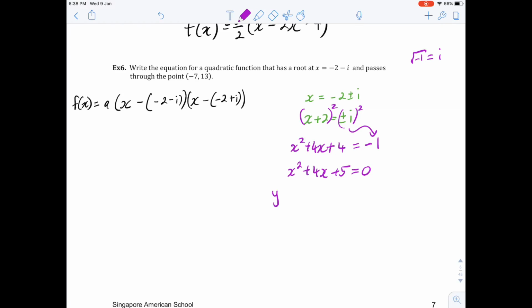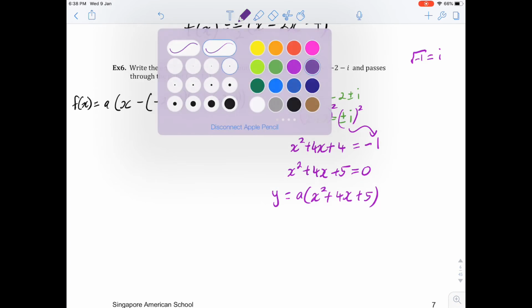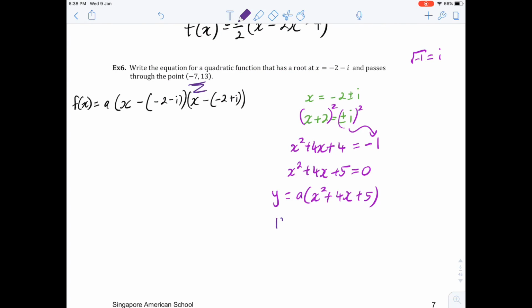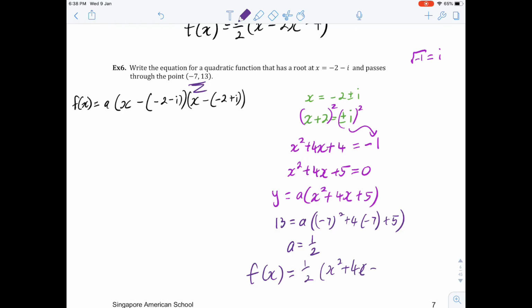We're now going to put it into the form that we need. y is equal to a times x squared plus 4x plus 5. Substitute in for our given point. 13 is equal to a times minus 7 squared plus 4 times minus 7 plus 5, resulting in an a value of 1/2 and a final answer of f of x equal to 1/2 x squared plus 4x plus 5.